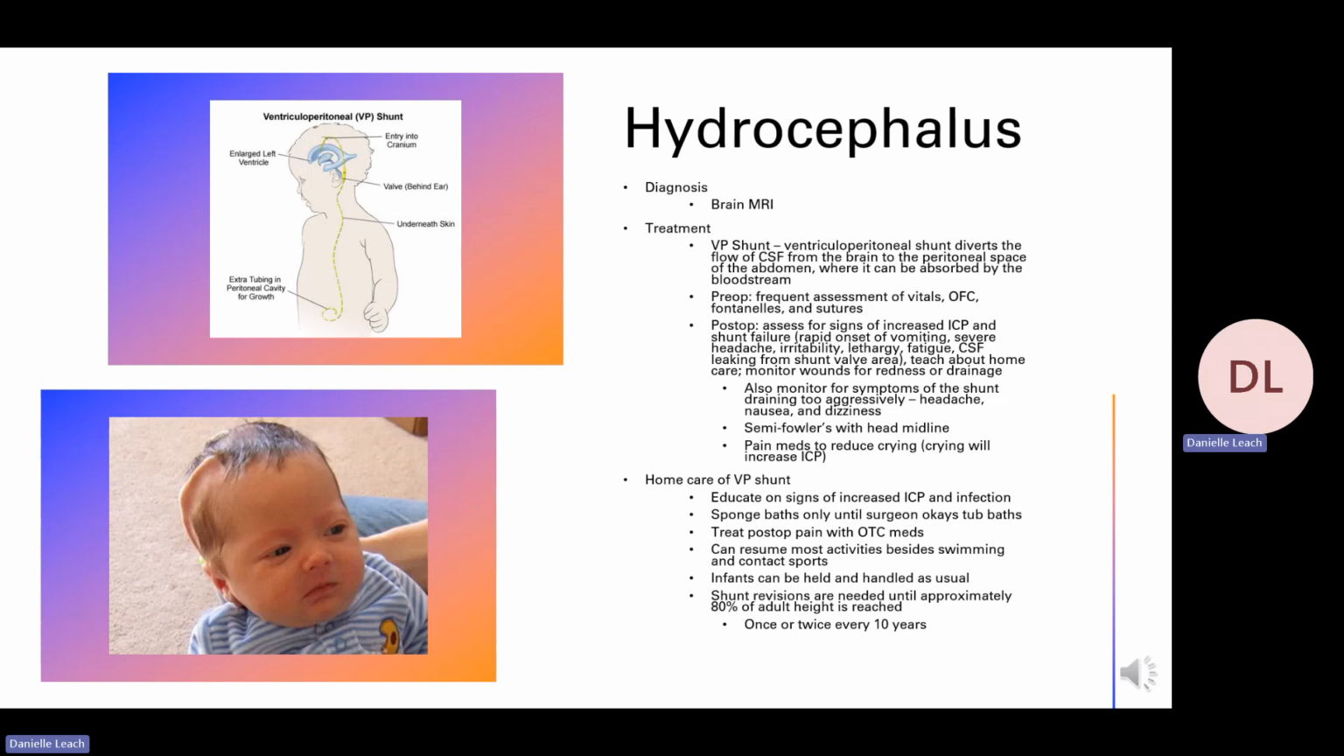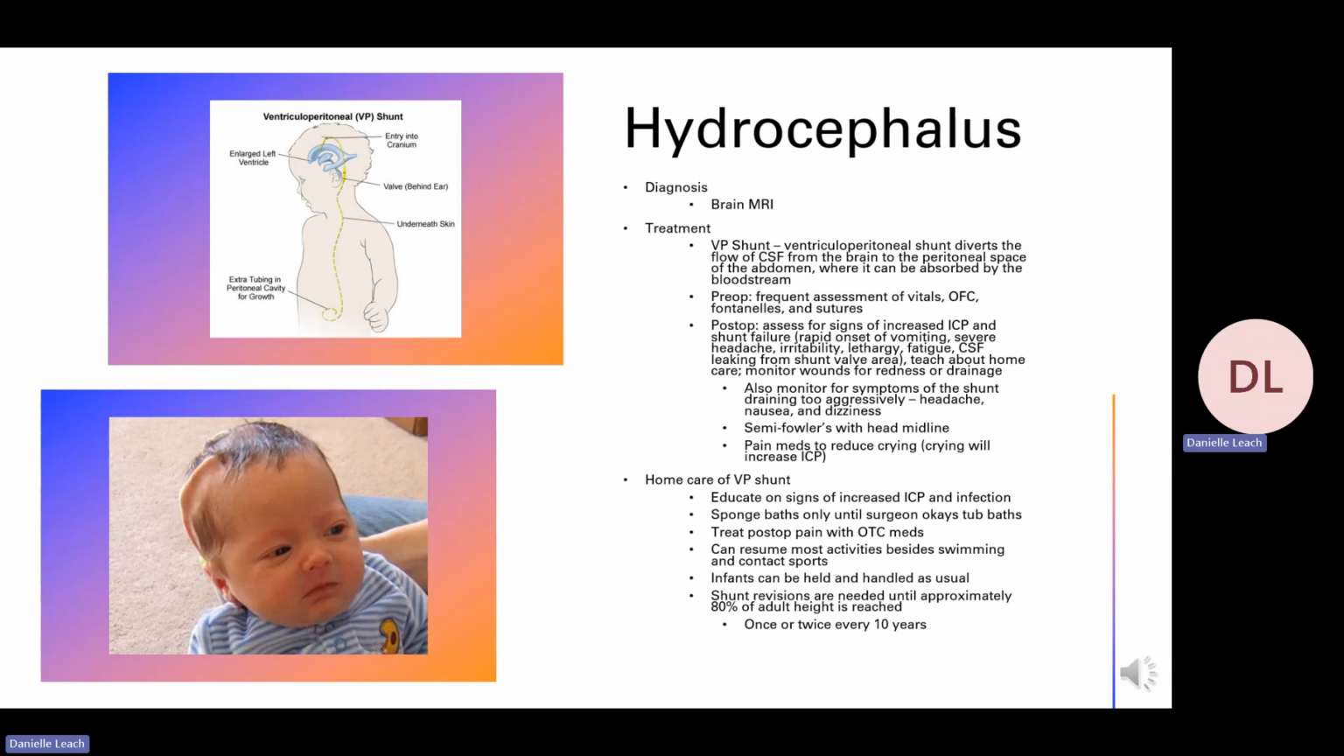So as the child grows, basically the tube isn't long enough anymore. So they do have an extra link that they put in the child's body to allow for growth, but it's only so long. So then once it's too short, they have to get a shunt revision. Or of course, if there's any problems with the shunt where it's not draining properly or too aggressive, they may need to get a new one put in.